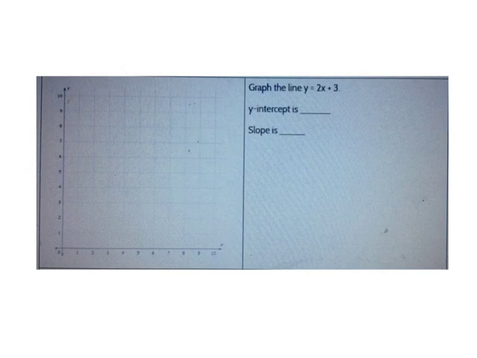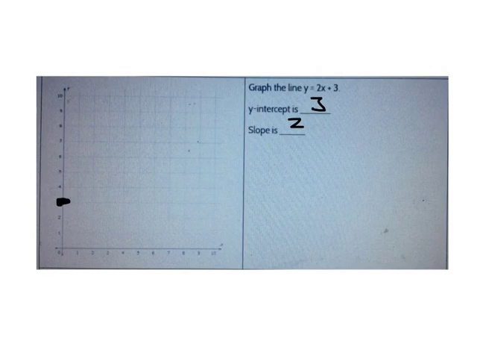Let's take a look. Graph the line y equals 2x plus 3. In this equation, what's the y-intercept? It's 3. We can graph that by placing a point at 0, 3. In this line, what's the slope? The slope is 2.